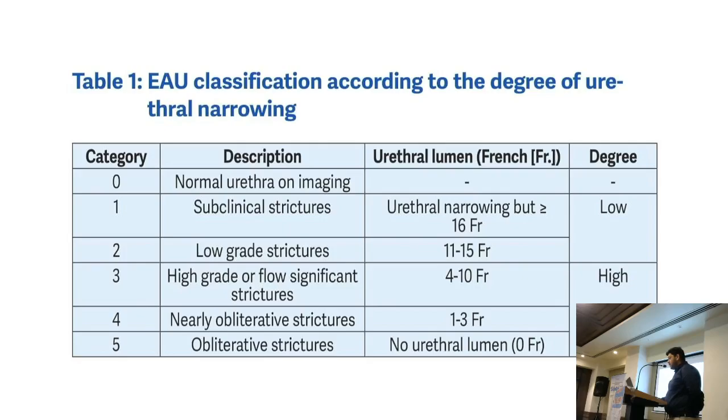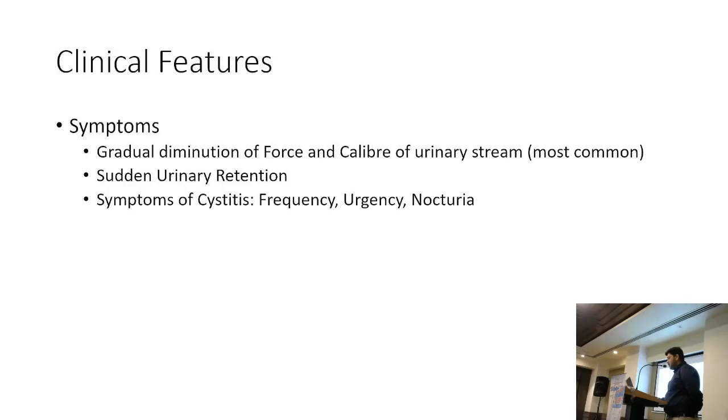and near obliterative strictures are generally 1 to 3 French. And there are obliterative strictures in which none of the urethral lumen is seen, 0 French. These three are considered a high degree of urethral narrowing.